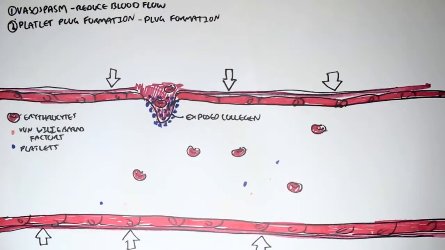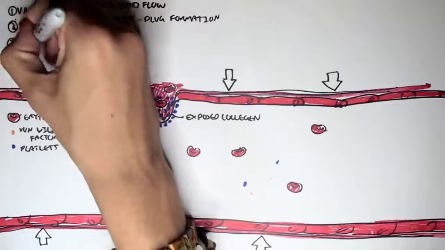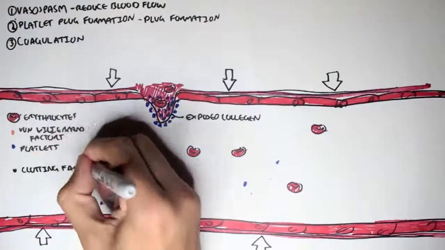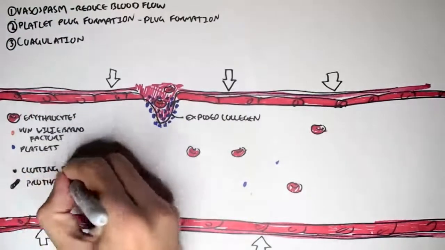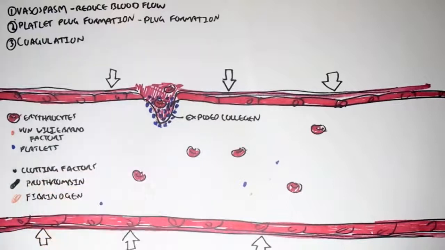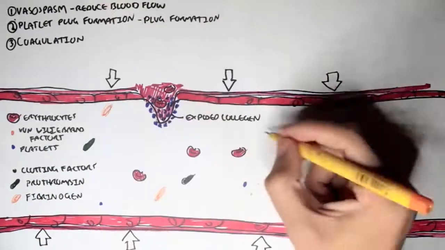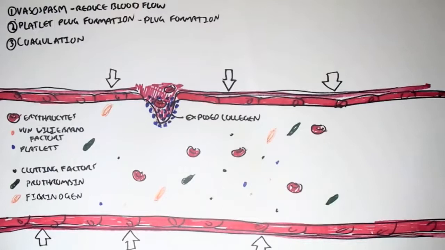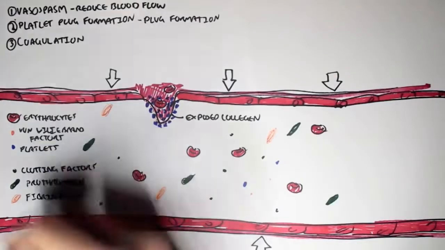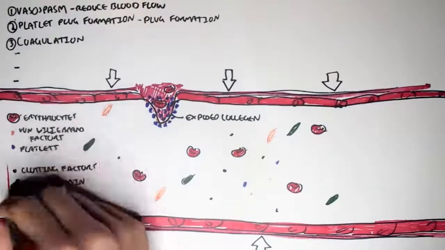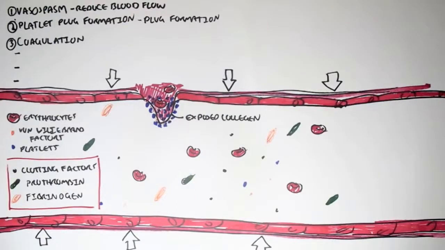After platelet plug formation, we have coagulation, also known as clotting. And this involves the clotting factors, prothrombin and fibrinogen, which we will look into now. What coagulation essentially does is enhance and strengthen the plug formed by the thrombocytes, the platelets, by creating a fibrin mesh, which strengthens the whole plug.